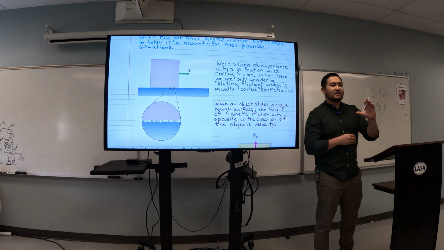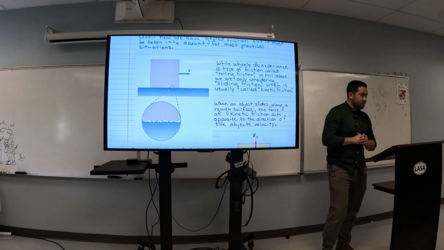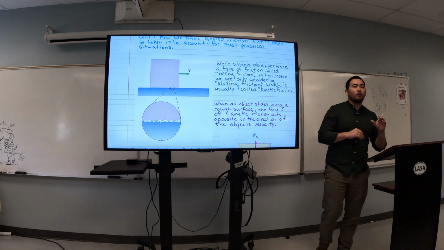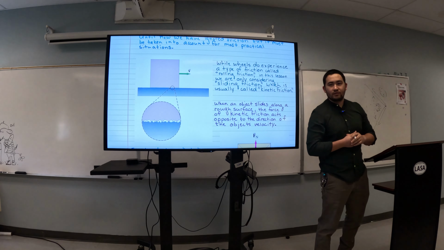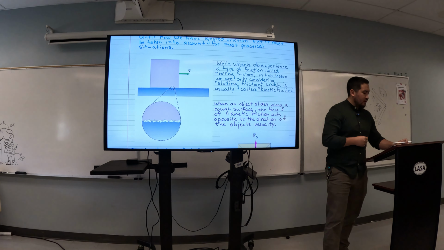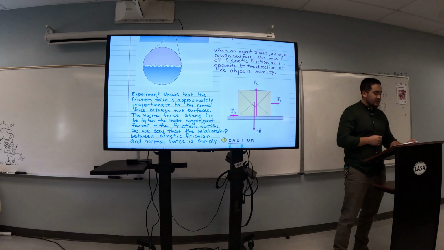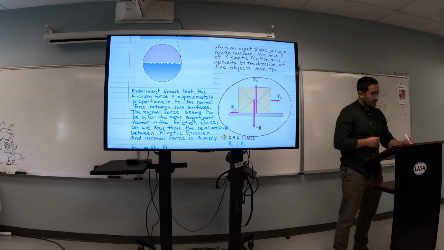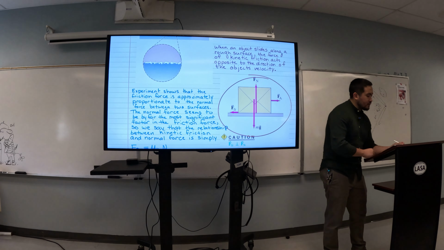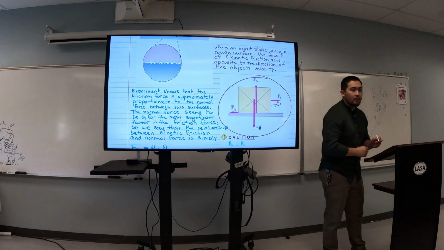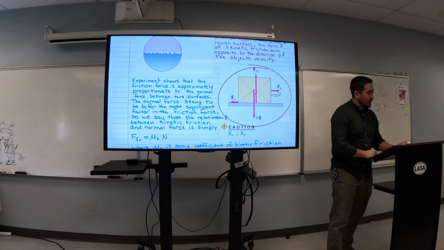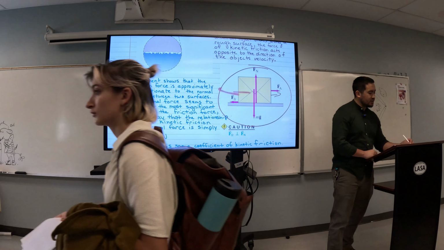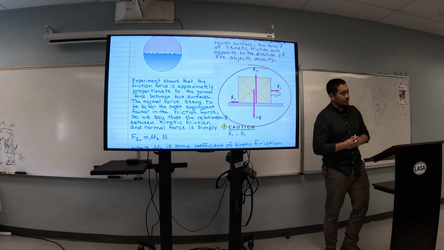So when an object is sliding across a rough surface, the force of the kinetic friction always acts in the opposite direction to the velocity that the object is traveling. I have this visual here for you. If the net force was in this direction, then the friction force must be in the opposite direction to that F sub A.